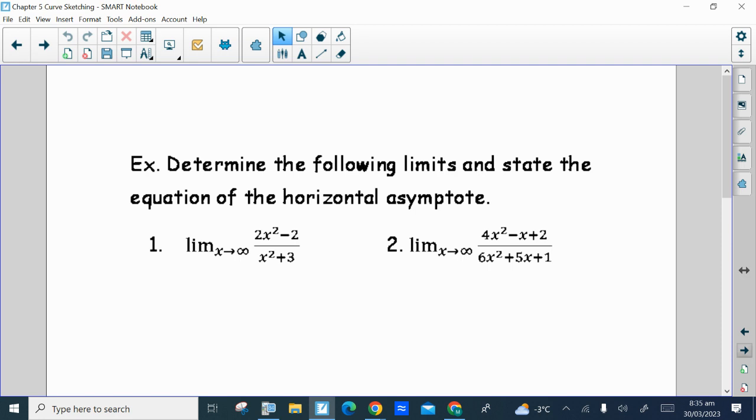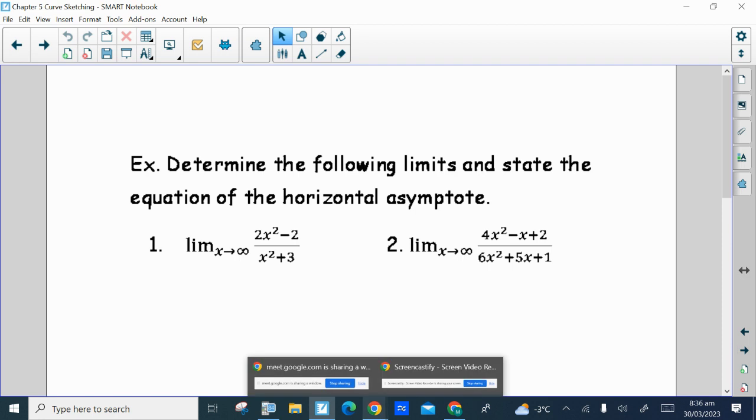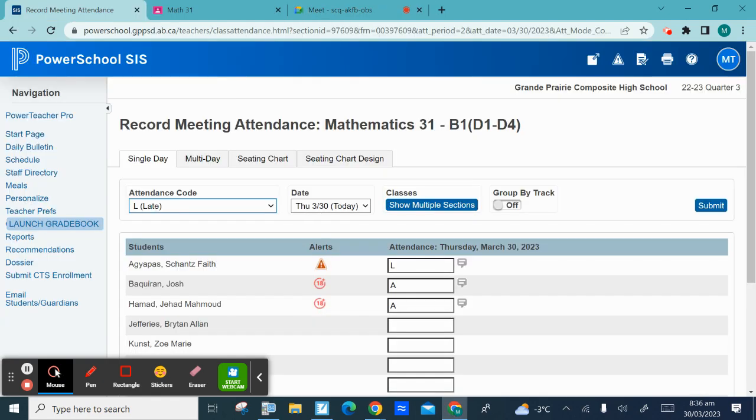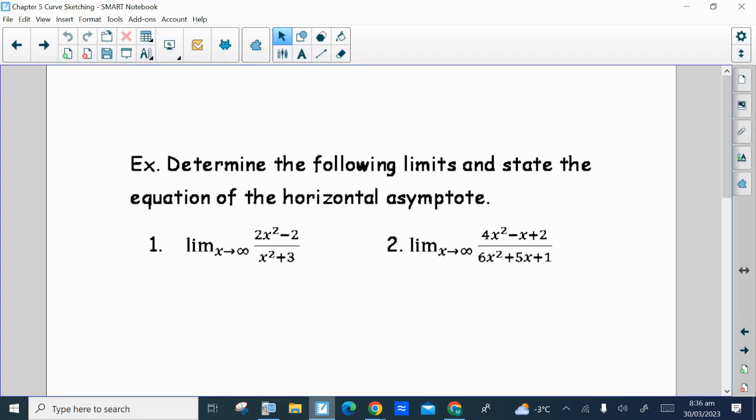So this example says to determine the limits and state the equation of the horizontal asymptote. This can be done using the properties of limits. I think we've already talked about this once before, where we divided each term by the highest power of x and took the limit of each one individually. So let's go through that process again. This is the way we did it before.